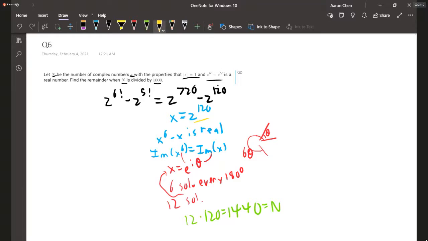And since we want to find the remainder when n is divided by 1000, it's just the last 3 digits, or 440. So does anyone have any questions about this problem?